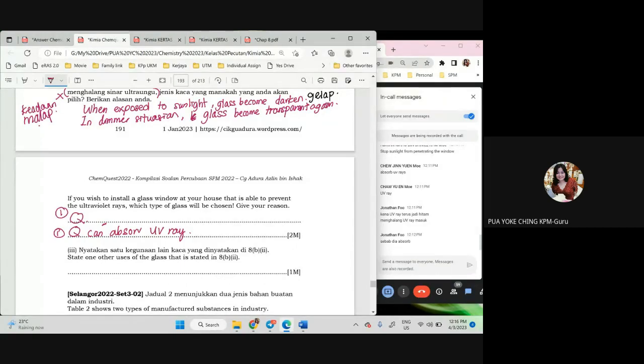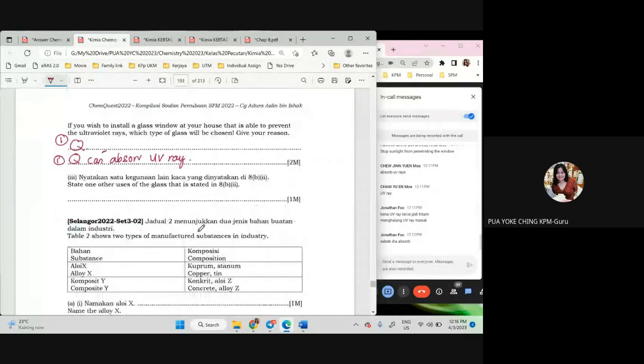Okay, next. Kegunaan lain. What is other uses for the photochromic glass? Use in where?